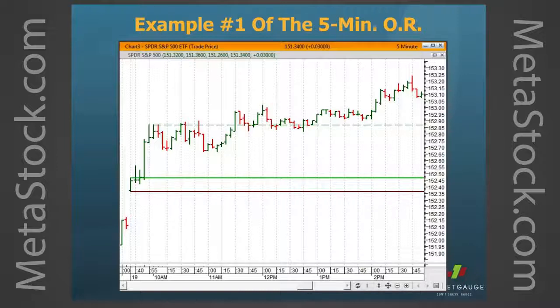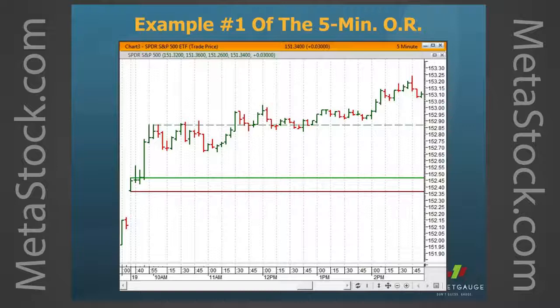Now, I am going to focus on the 30-minute opening range because I said that's the best opening range to start with. It's the best opening range to start with because you have more time to be able to sit back, digest what those levels are, and then react to it as the market unfolds.